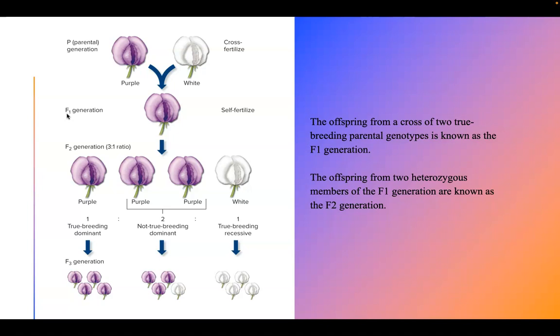The F1 generation is then used and self-fertilized so that the offspring from two heterozygous members of the F1 generation are known as the F2 generation. So we have two F1 plants. They're in the same generation, but two separate F1 plants are bred together, and that creates the F2 generation.